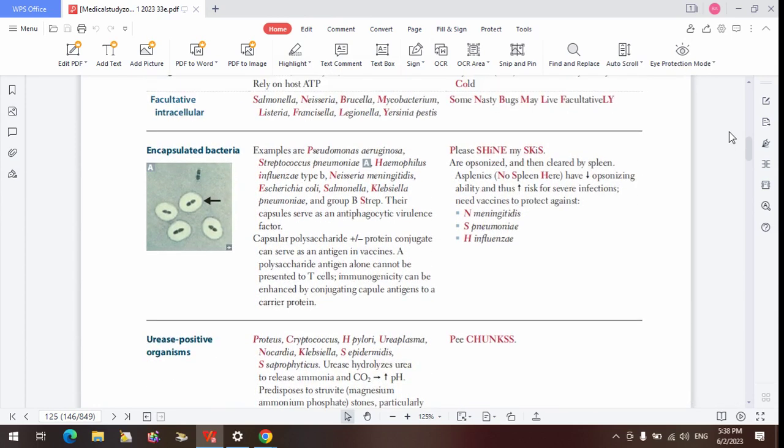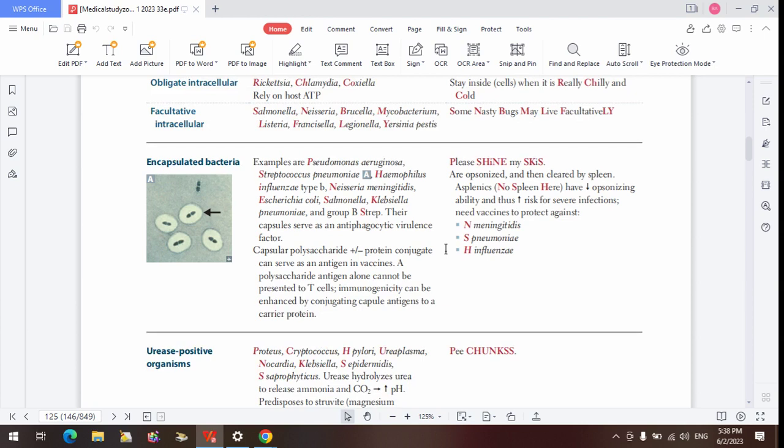So these are the encapsulated organisms. That is the organism that has a capsule. You said that capsule helps to protect them against phagocytosis. I'm not sure Dr. Francois is here again, but we were talking about it. Okay, Dr. Francois, you are there. That's good. So capsule helps to protect against phagocytosis. You can see it here. The capsule serves as an anti-phagocytic virulence factor.